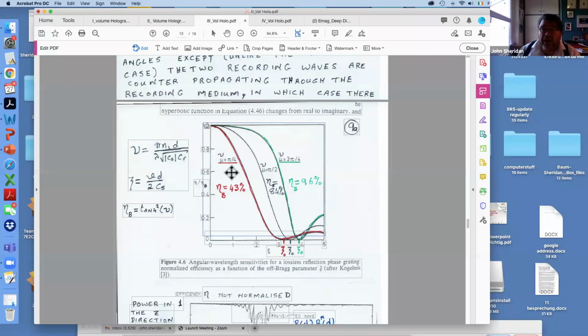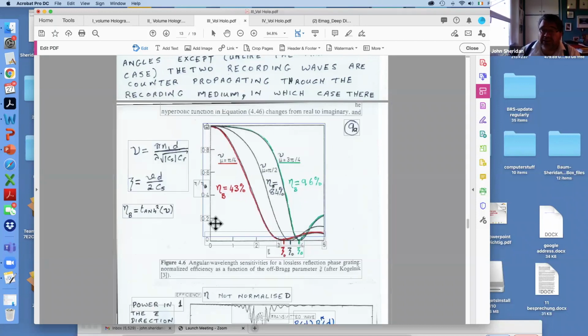And for the red one, this will give us a reflection on Bragg of 43%. In this case, we get a reflection on Bragg which is 84%. And in this case, we get a reflection on Bragg which is 96%. Those gratings would give us different values, and in all cases, we've divided by the actual value of the diffraction efficiency on Bragg. Okay? And again, here are our values for these individual cases.